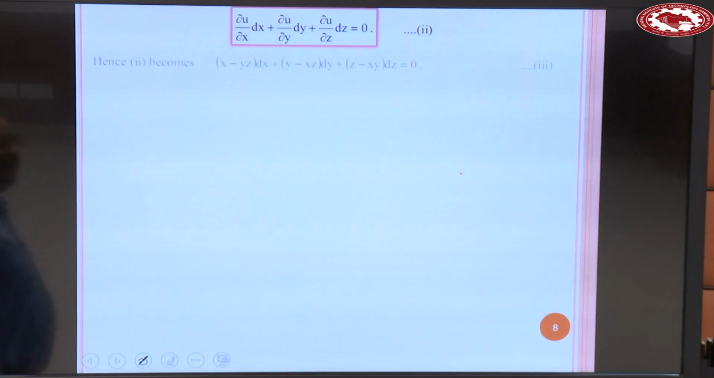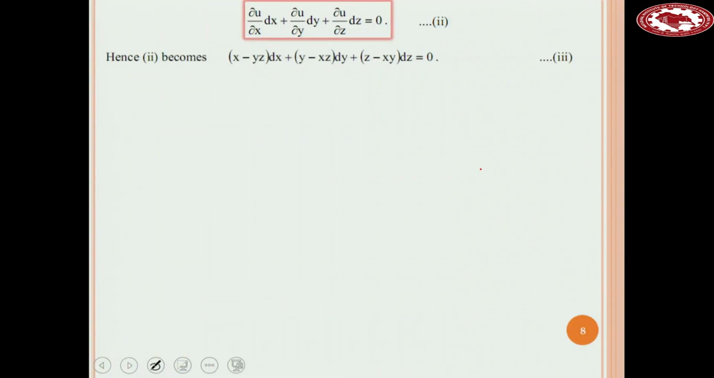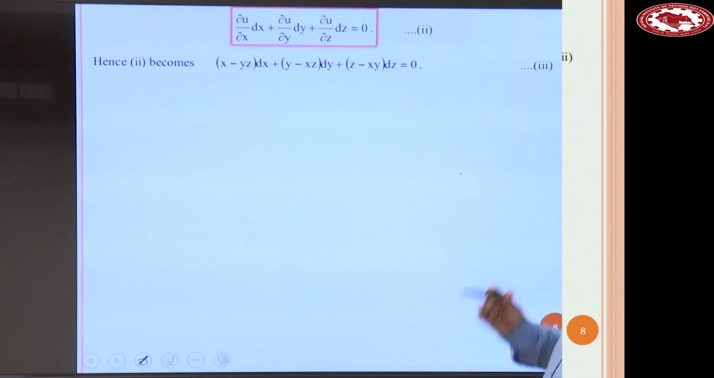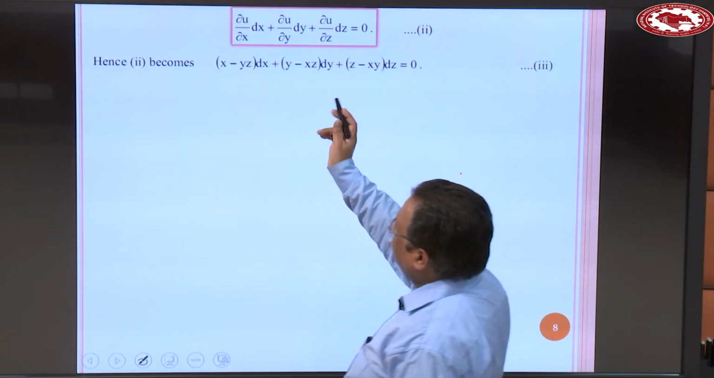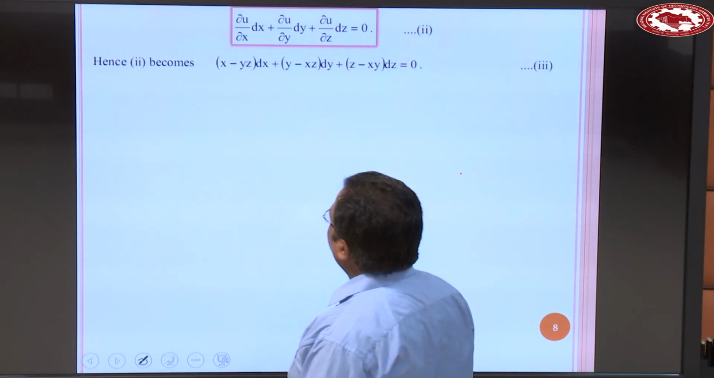When you substitute all these three values here, we obtain (x − yz) dx + (y − xz) dy + (z − xy) dz is equal to 0. Clear? The 2 throughout cancels. Okay.